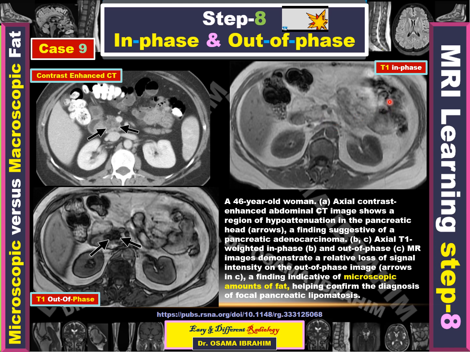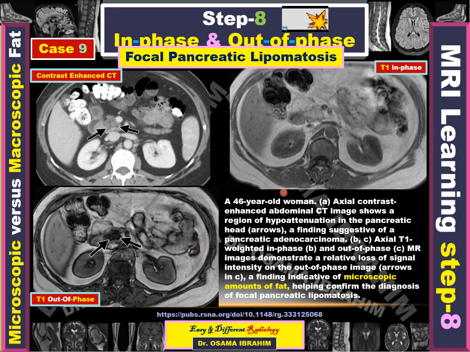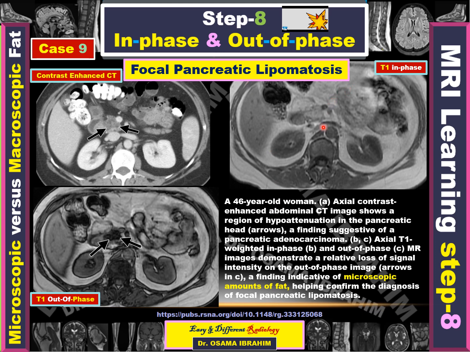However, with the newer techniques of MRI, like in phase, out of phase, you can confirm the presence of microscopic fat due to loss of signal compared with the T1 in phase of the lesion, and the out of phase. Loss of signal here represents a microscopic fatty lesion within the head of the pancreas, and this is diagnostic for focal pancreatic lipomatosis, or at least diagnostic for a benign lesion, not malignant as diagnosed from the CT.